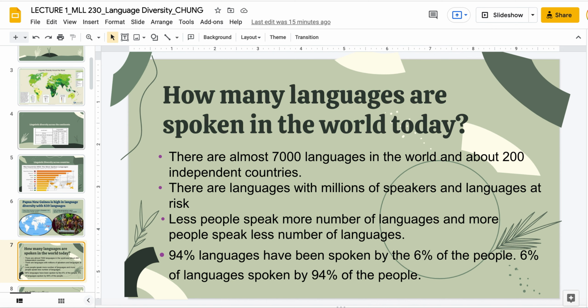94% of languages are spoken by 6% of the people, and 6% of languages are spoken by 94% of the people. You could probably make this metaphor to income, right? About what percentage of wealth one person has. So as you can see here, like we showed you in the last slide with Papua New Guinea, it's only a very, very small percentage of the world, but this is where a lot of people speak a lot of different languages.